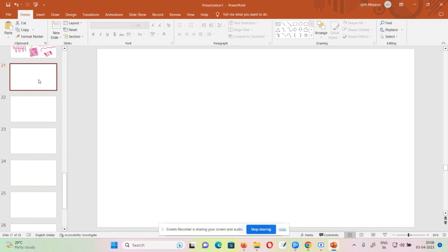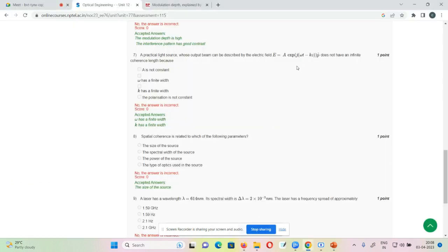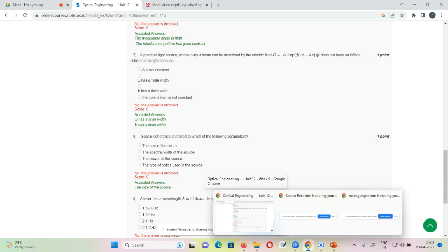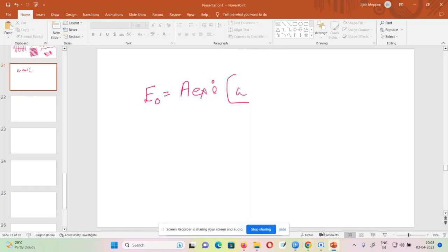And we are just saying the light wave, the electric field, we can define as A equal to A exponential i(omega t minus kz). What kind of wave is this one? A exponential i(omega t minus kz). What kind of wave?